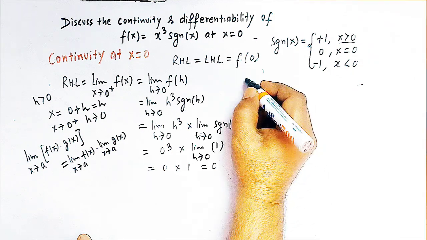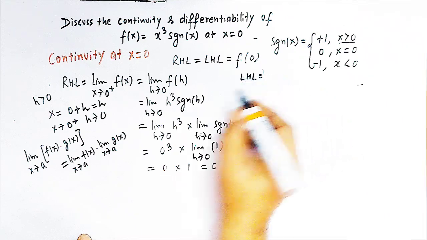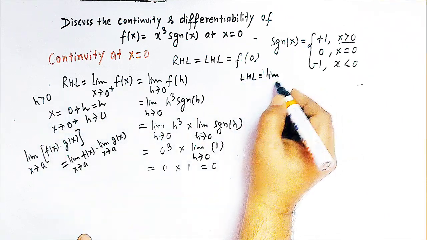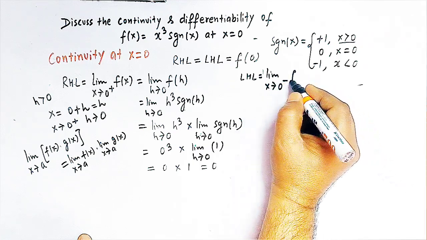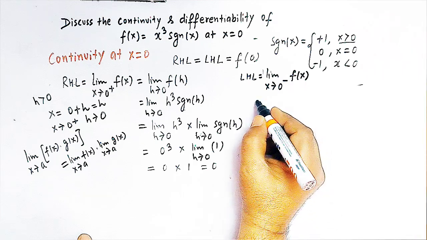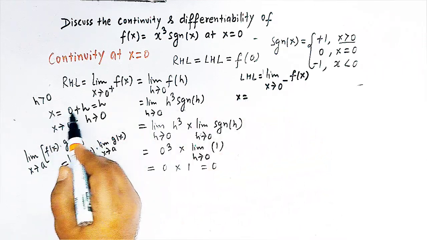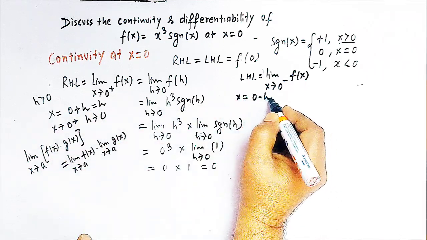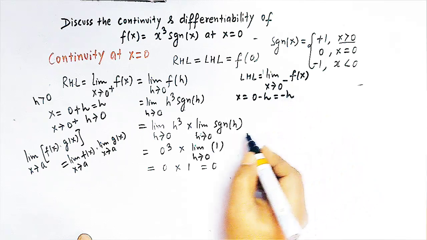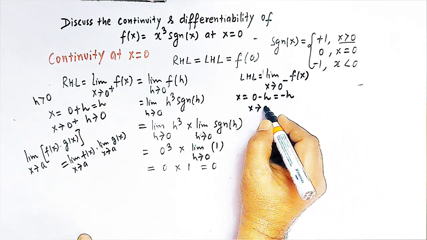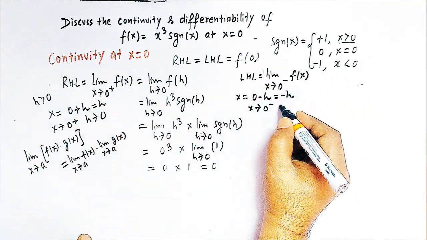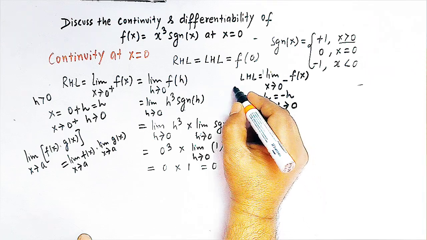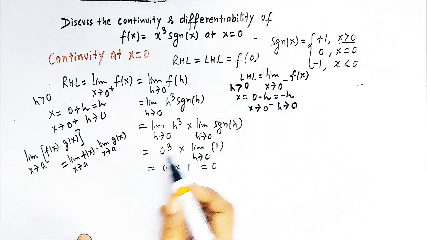Now let us find out the left hand limit. The notation for the left hand limit is limit x tends to 0 with a negative sign, of f of x. Here we'll take x is equal to 0 minus h, that is simply minus h, and when x tends to 0 from the left of x is equal to 0, then h tends to 0, and obviously h is a positive quantity, that is greater than 0.